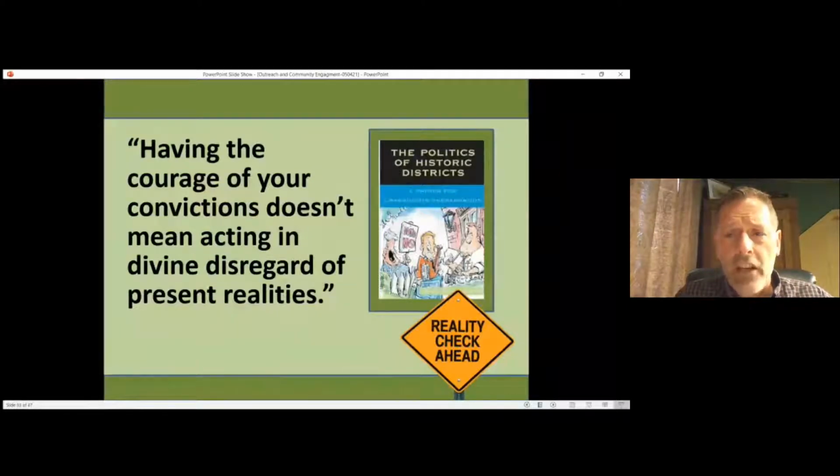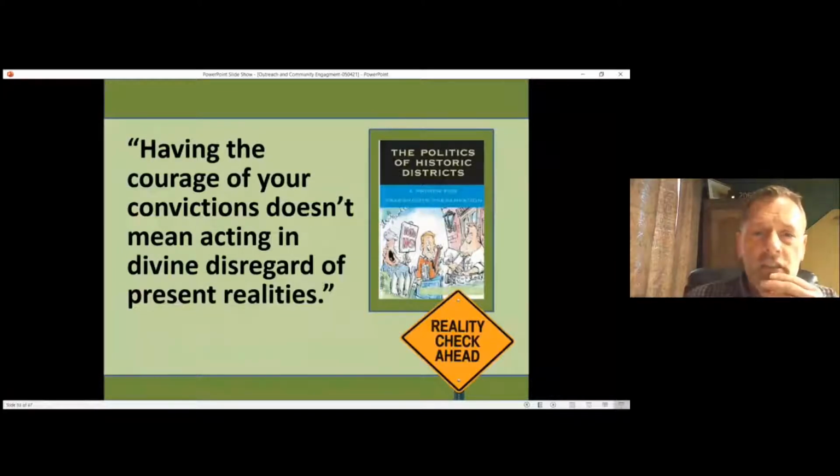There's a wonderful book here by Bill Schmickel called The Politics of Historic Districts. There are some wonderful quotes. This is one of my favorite ones right here: having the courage of your convictions doesn't mean acting in divine disregard of present realities.